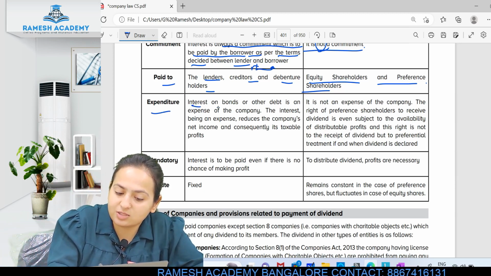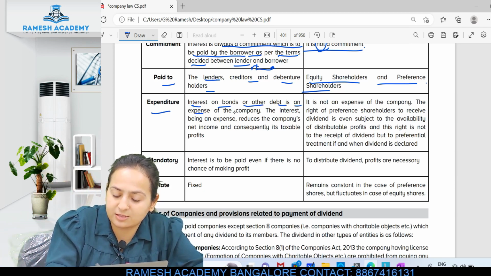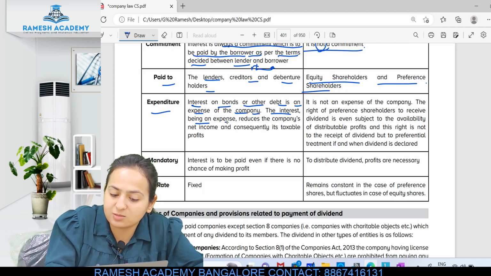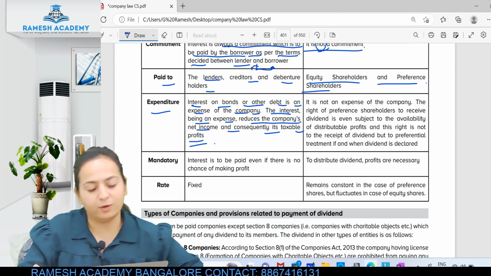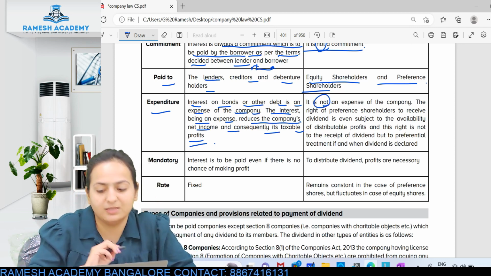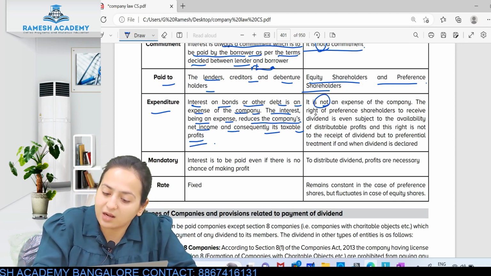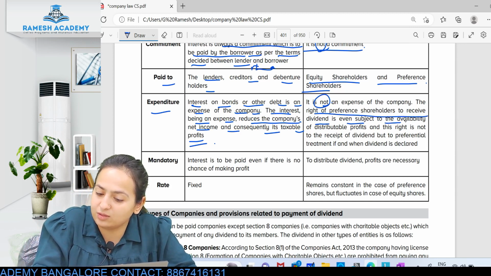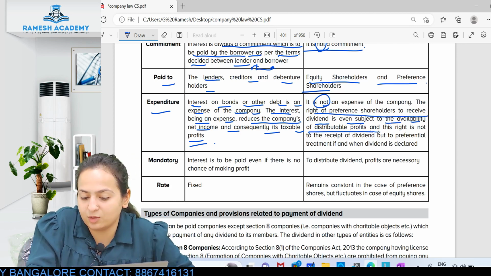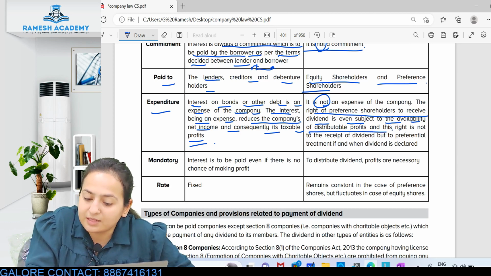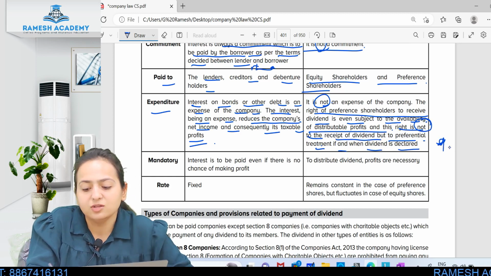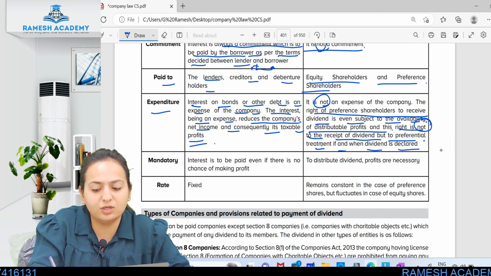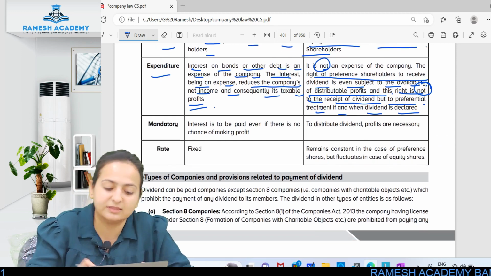On expenditure, interest on bonds or other debt is an expense of the company. The interest, being an expense, reduces the company's net income and its taxable profits. Dividend is not an expense. The right of a preference shareholder is a right to dividend, even though it is subject to availability of profits. This right is not to the receipt of dividend but to the preferential treatment if and when dividend is declared. So once you declare the dividend, then only you have to pay. It is not your expense.